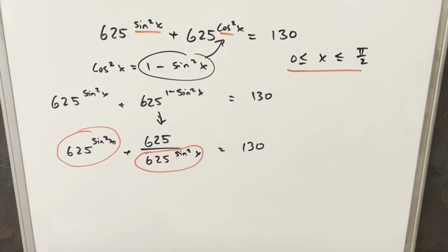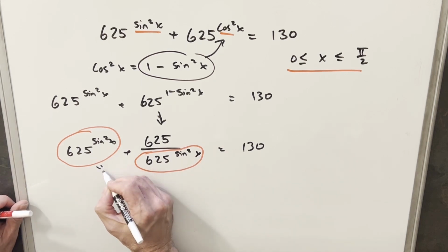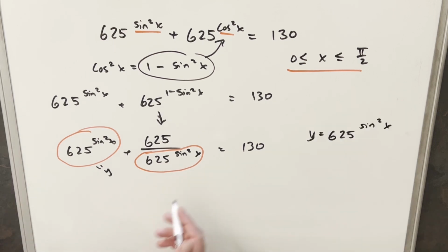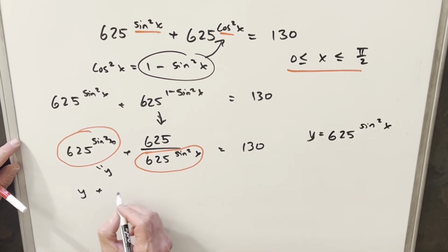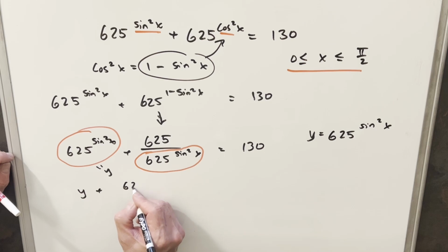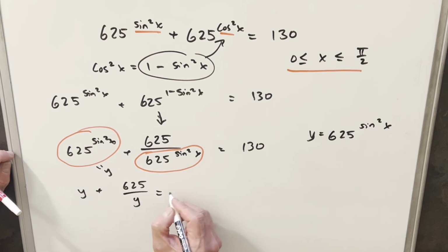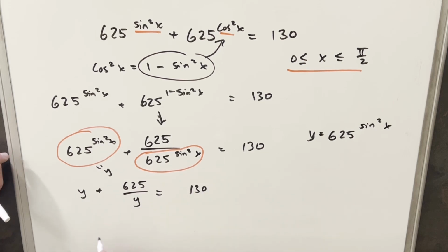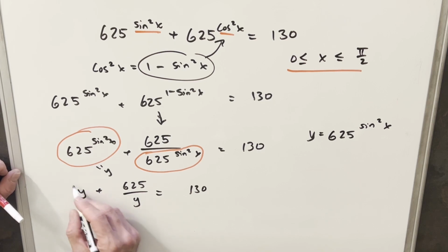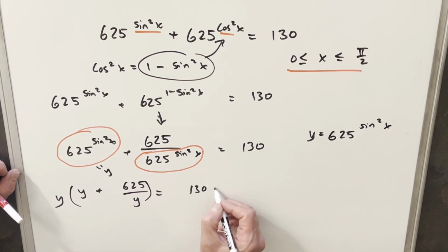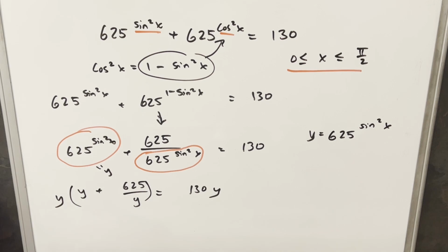And what I'm going to do then is make a substitution. I'm going to call this equal to y. So then we'll rewrite this in terms of y: y plus 625 over y equals 130. But I don't really like a y in the denominator here, so what I'll do is multiply both sides by y. This is going to transform to y squared plus 625 equals 130y.